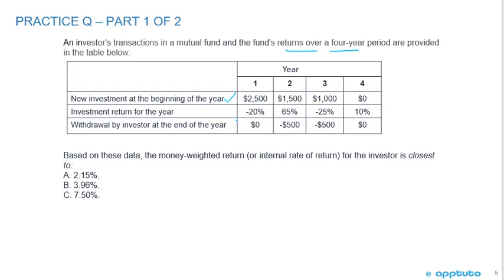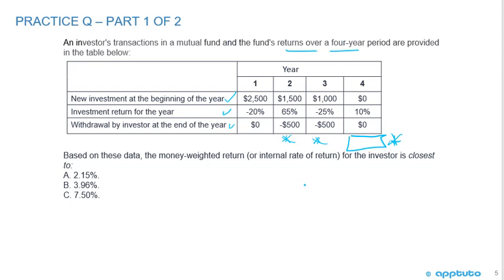That's cash flow out of our pocket. We have the return, and then we have the withdrawals. This is money back into our pocket. So we have some of the cash flows. But you can see what's missing here. We don't have the value of the fund at the end of the 4-year period.